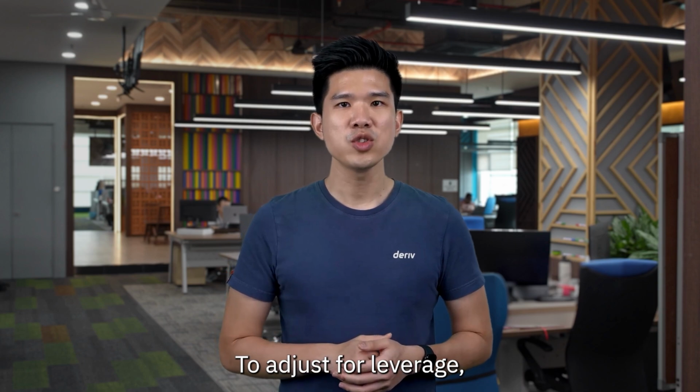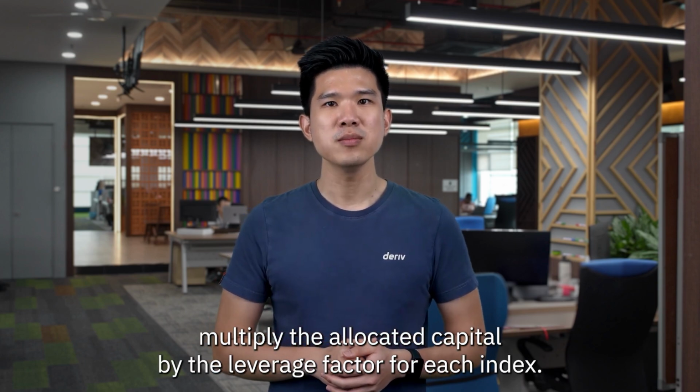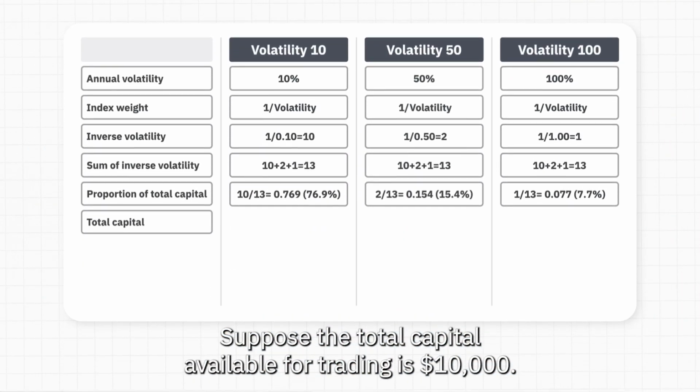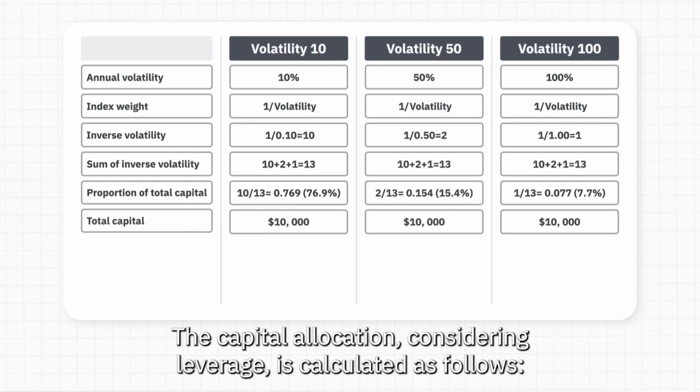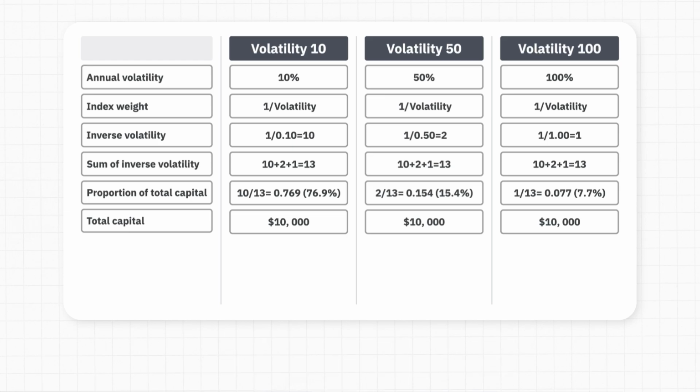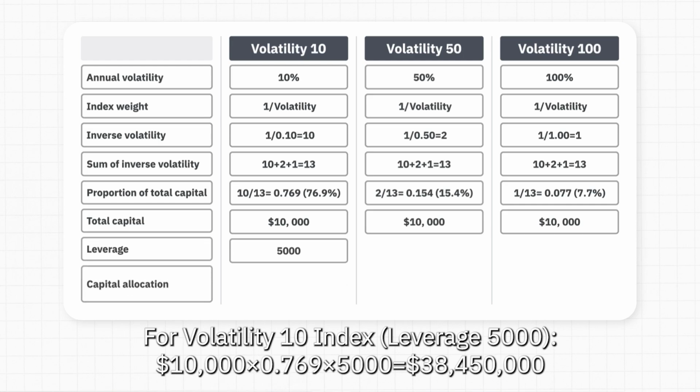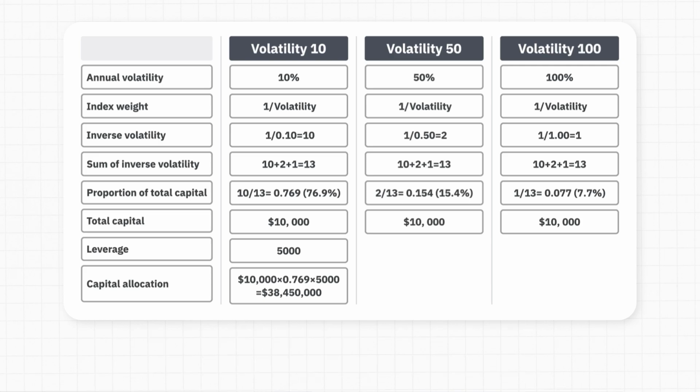To adjust for leverage, multiply the allocated capital by the leverage factor for each index. Suppose the total capital available for trading is $10,000 US. The capital allocation considering leverage is calculated as follows. For Volatility 10 index, the leverage is 5,000. $10,000 US multiplied by 0.769 multiplied by 5,000 equals $38.45 million US.